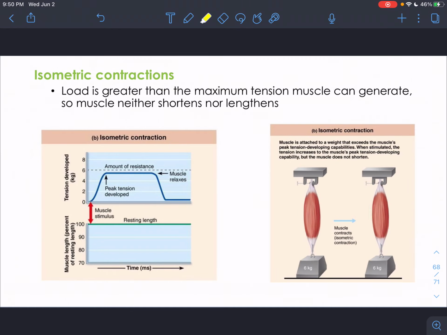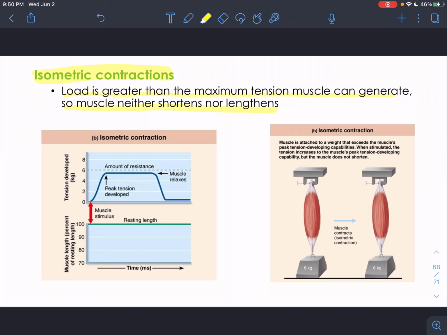Okay. You also have those isometric contractions. The muscle is not changing length. Okay, and this means the load is greater than the maximum tension. So if you're holding something still, so you're holding a plank or you're holding a book out in front of you, you're not changing the length of your muscles, but you are still creating tension in those muscles to hold that position. Okay, and that's an isometric contraction.